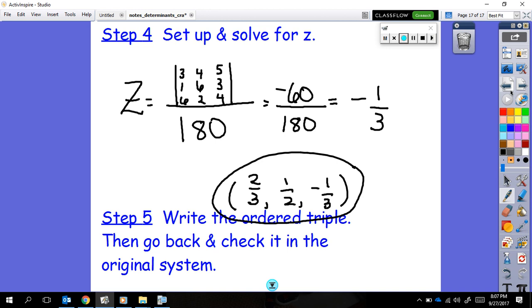Now tomorrow, this seems like a lot of steps to get an x, y, and z, and I get that. But tomorrow, I'm going to show you an even easier way using inverses. So look forward to that, and I will see you guys not tomorrow, on Monday.